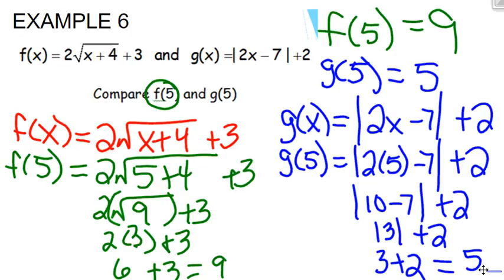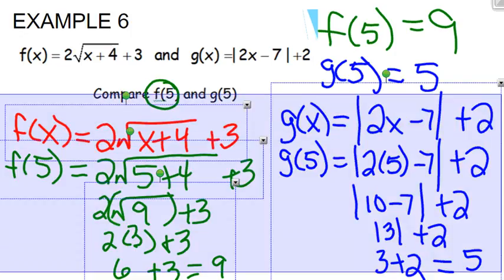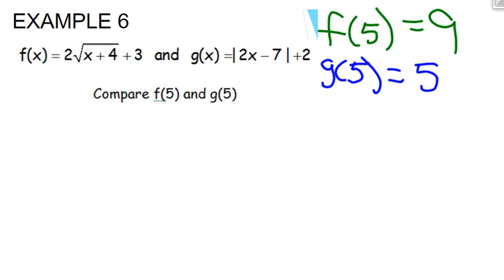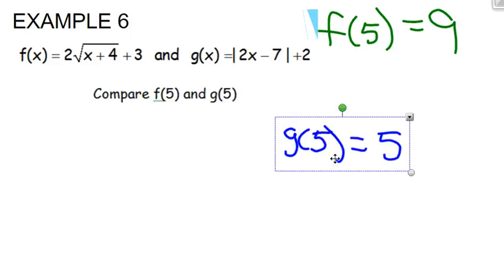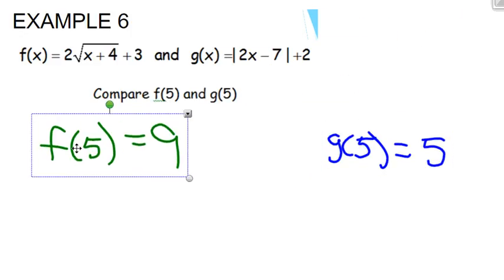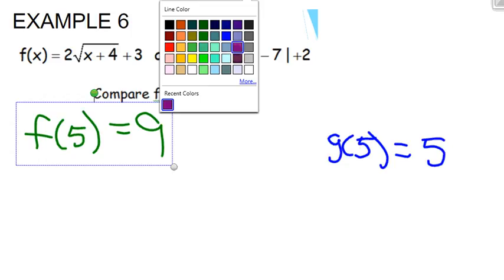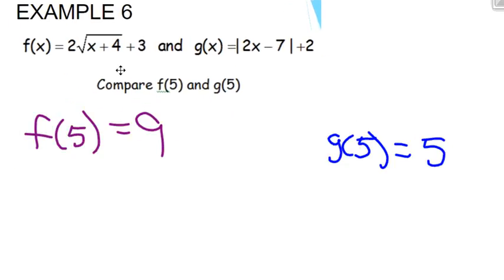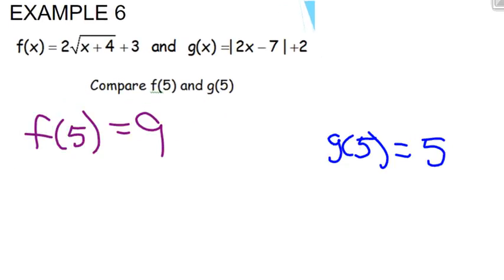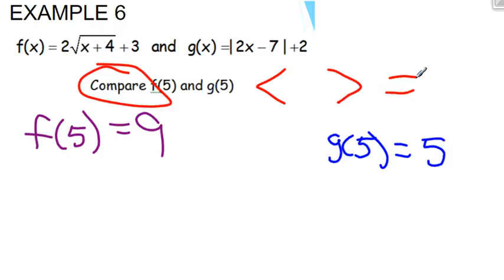So here we go. I'm going to clear all of this off. So now I know that g of 5 is 5 and f of 5 is 9. The problem does ask us to compare. So when it says compare, that means I need to know if it's less than, greater than, or equal to.